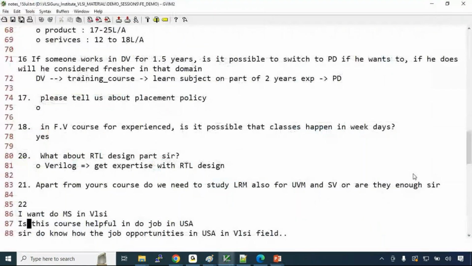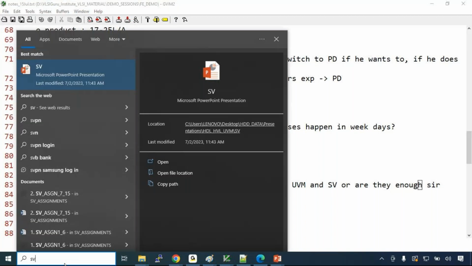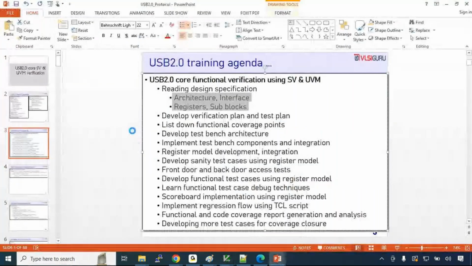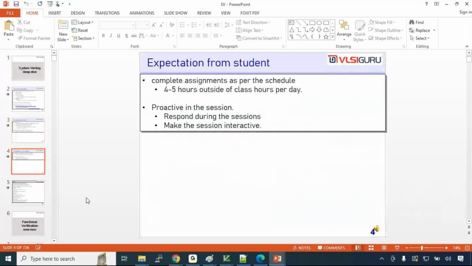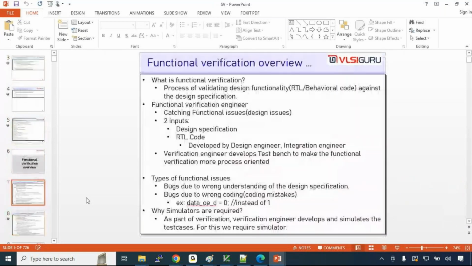Apart from your course, do we need to study the LRM? LRM means language reference manual, for UVM and SV. Are they enough? Actually, for most of the requirements, our course would be sufficient. Any course you take of ours, let's say if I take the SV course, it's a very detailed course. My SV presentation runs for almost 726 slides, and each slide is not like one point. Each slide has a lot of detailed content.